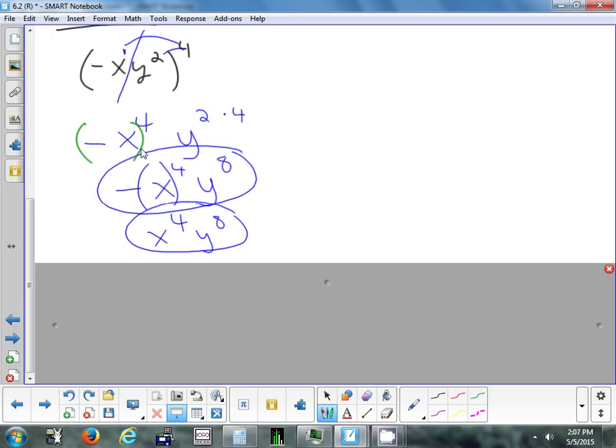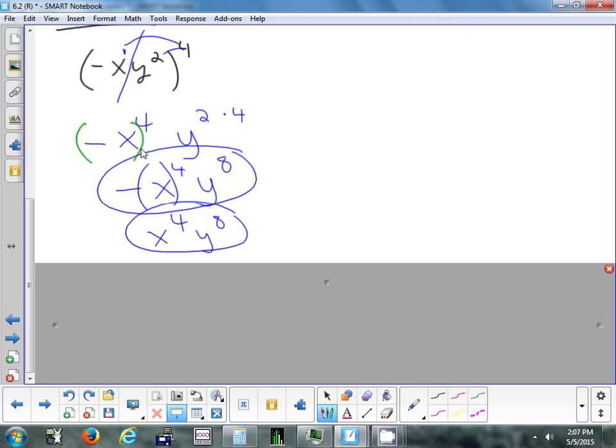If you have a negative base, even exponent, positive answer. Negative base, odd exponent, negative answer. That's the biggest thing. Even if you make a mistake with where your negative sign is and stuff like that, as long as you can kind of remember that rule, it's helpful.